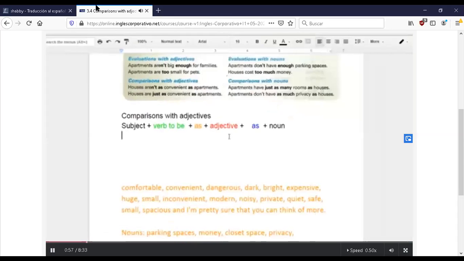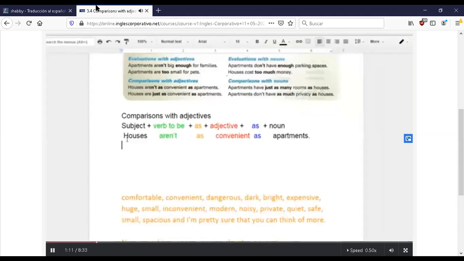So let me present the formula at this time. What we want to do is make sense of the comparisons that are towards the bottom. We're going to start with comparisons with adjectives. So in order for us to make sense of this, I'm just going to write the same example that is there, and then we're going to make a few more to make sure that we understand the topic. So first of all, we're going to have some sort of subject. This is going to be followed by the verb to be. The verb to be can be in its positive form or in its negative form. And it will then be followed by as, the adjective, and as.